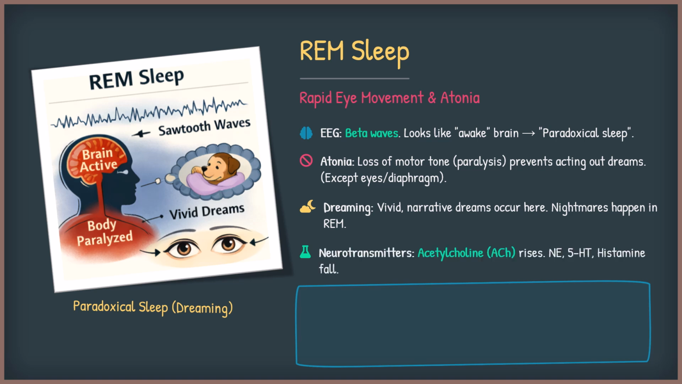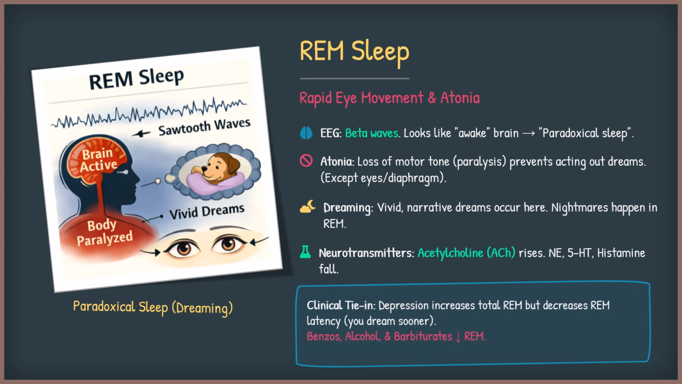The neurotransmitters involved are also super high yield, especially for the PRITE exam. Acetylcholine rises during REM sleep. However, norepinephrine, 5-HT, and histamine all fall during REM sleep. This is also incredibly high yield for both PRITE and USMLE. Depression increases total REM sleep, but it decreases REM latency, so you dream sooner. Again, like in N3, REM sleep is also decreased if you are using benzos, alcohol, or barbiturates. So they are going to make the quality of sleep worse.